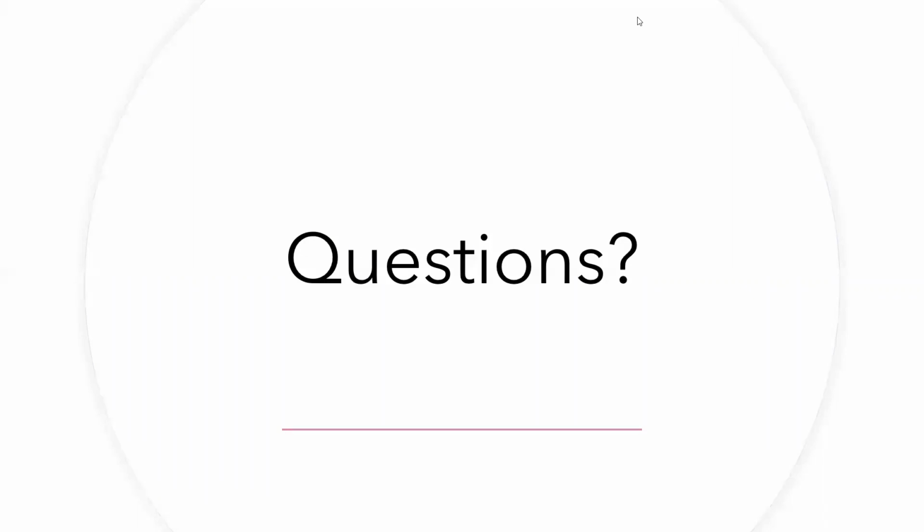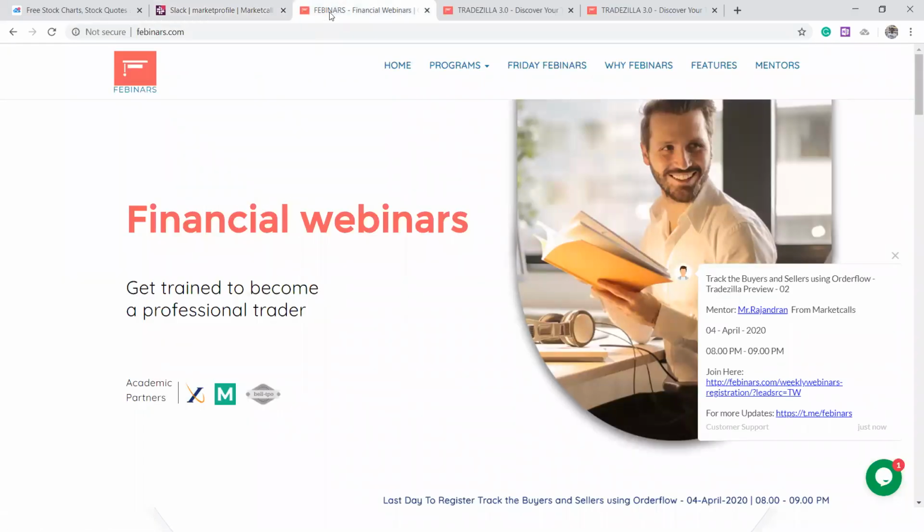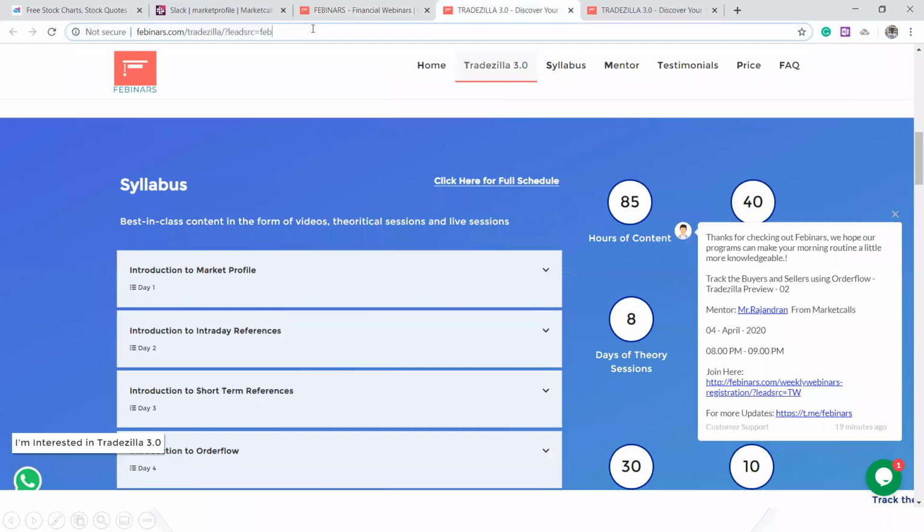So where can I get market profile charts? Very valid question. There are a lot of providers out there. You can try out belltpo.com. You can go to belltpo.com.